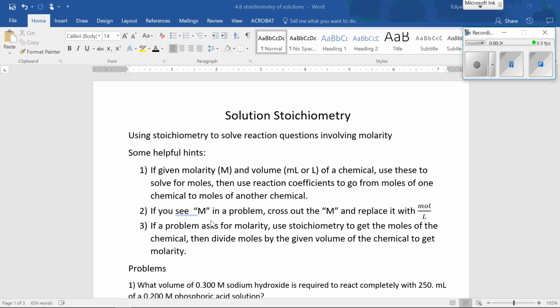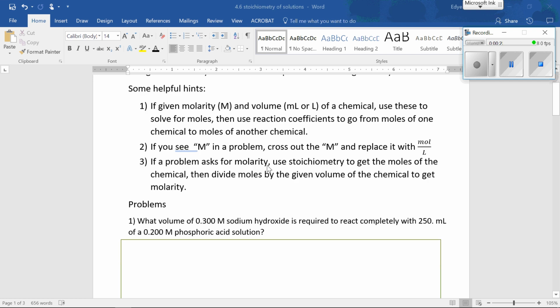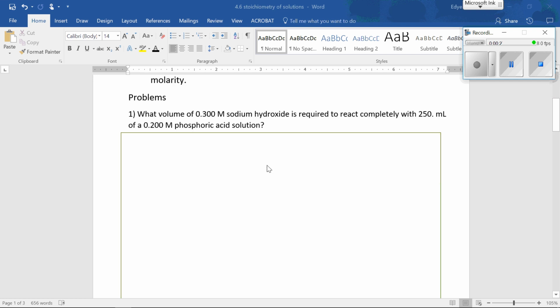Here are some helpful hints. I'm not going to go over them. It's just things that you can use when you're solving problems. Look back at these notes. So here's our first problem. We're given a molarity, a volume, a molarity, two reactants, and we're asked about a volume.